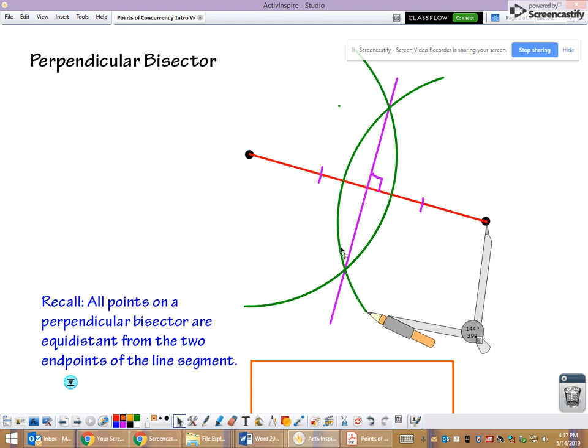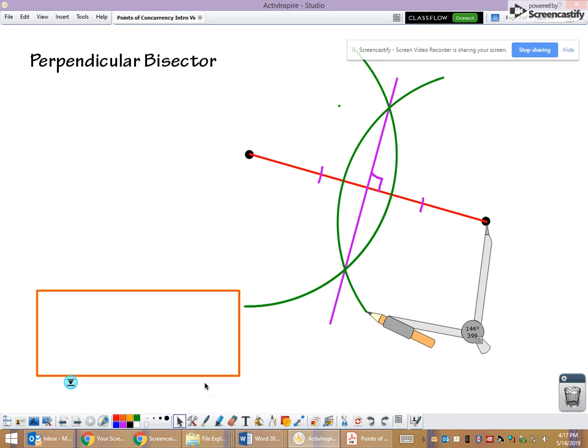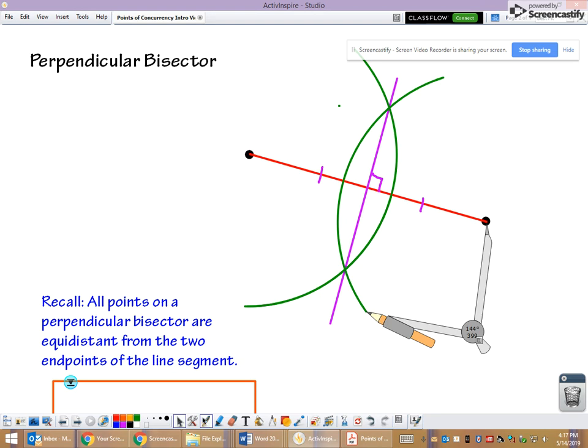So if I were to pick this point, for instance, right? If I were to pick this point and I were to connect, right, this distance here would be the same as this distance here, right? Those 2 black dotted segments would be equal, making an isosceles triangle.